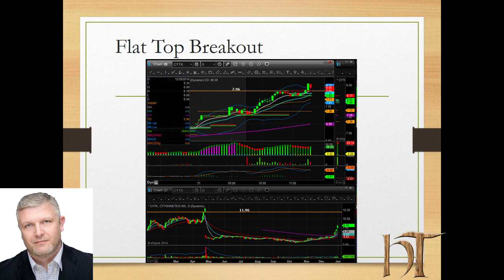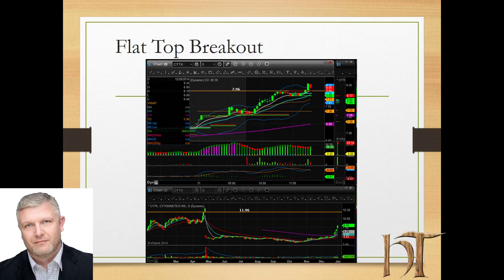So a little bit of pullback and then we come back up, and when we break that level again we pop. And if you look at when we actually break that level, look at the volume. When we break that high, the previous high, look at the volume come in. We have that big volume bar right at the same spot as the breakout. So that's the confirmation that other people are watching these levels.